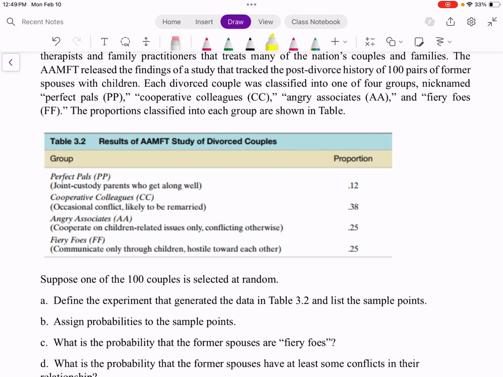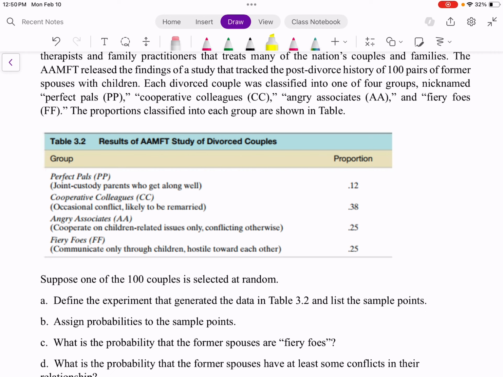Our event is drawing a red card. Now, what are the sample points for this event? You don't need to make a list, but tell me the total number of sample points we have for this event. We have 26 sample points, right? Is that true that we have 26 red cards? Now, what will be the probability of drawing a red card?